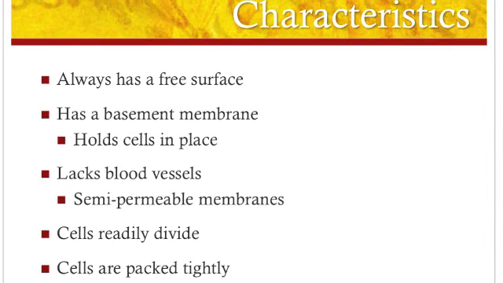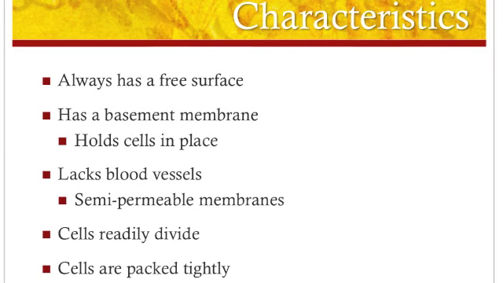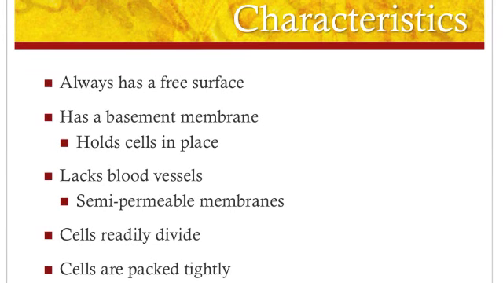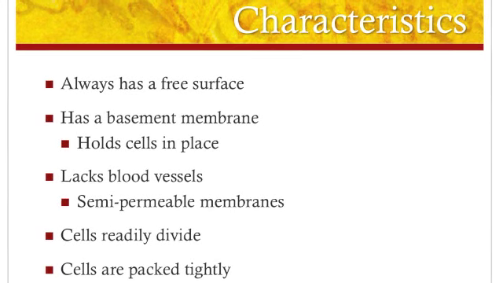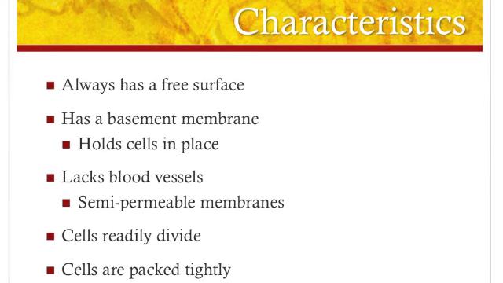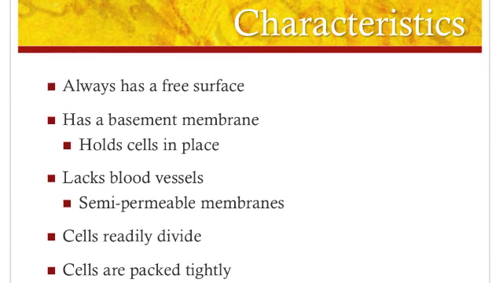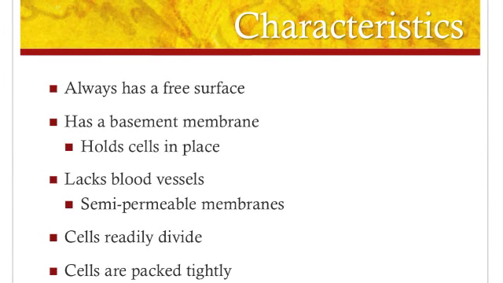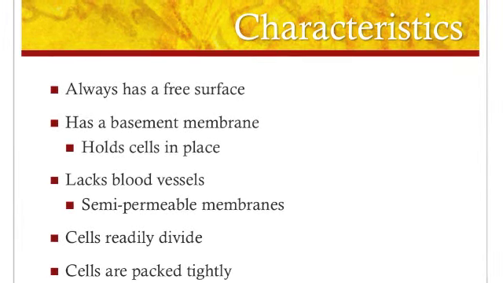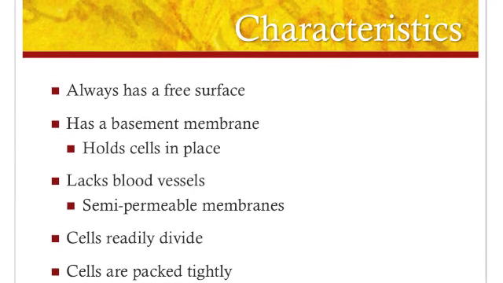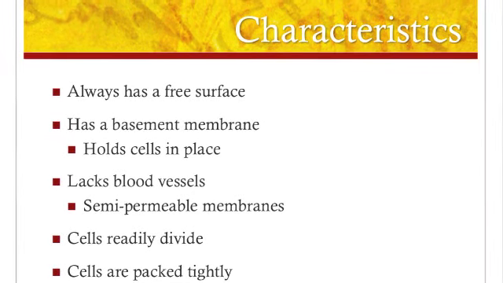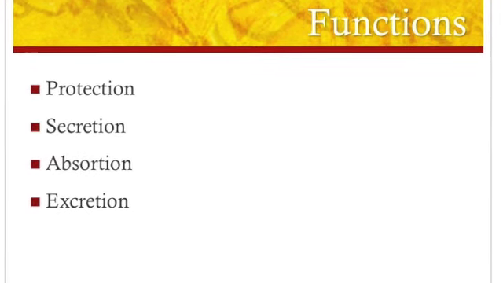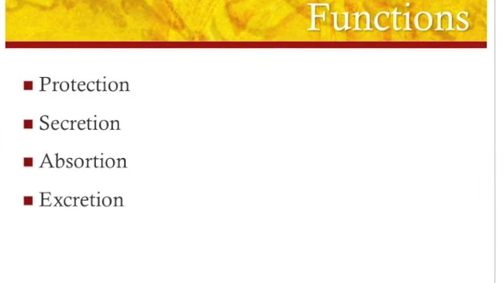Epithelial tissue has no blood vessels in it, and through semi-permeable membranes, nutrients diffuse from connective tissues below. Cells divide readily and quickly, so injuries heal quickly, and new cells replace lost or damaged ones. Skin cells and cells lining the intestines are continually being damaged and replaced. Cells are tightly packed and close together. The functions of epithelial tissue are protection, secretion, absorption, and excretion.